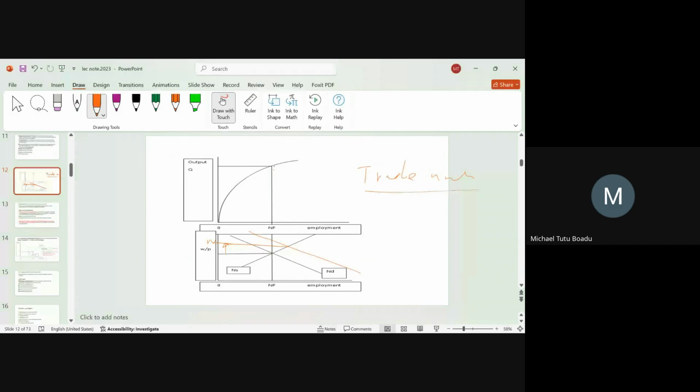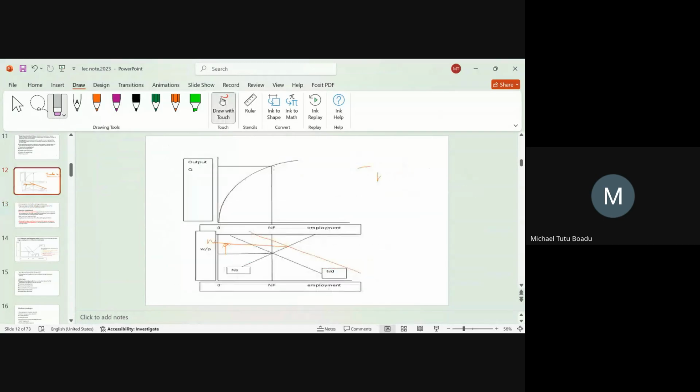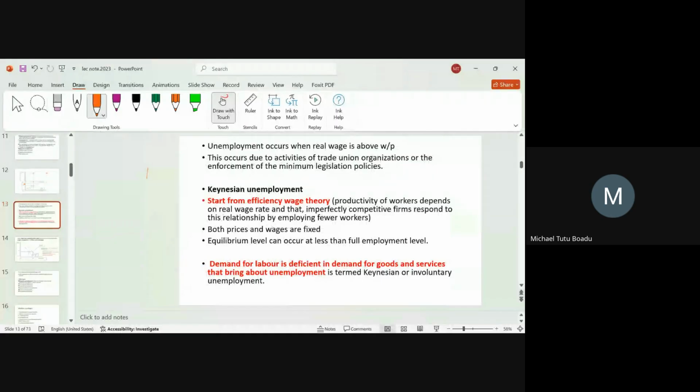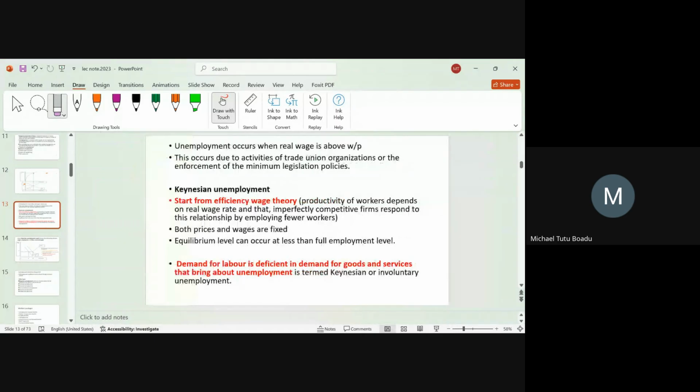So due to trade union activities, organizations, or enforcement of minimum wage. It is not only trade unions that can cause this, also the tripartite committee; their activities can also cause this. That is why, in my mind, I think they are very careful whenever they are increasing the minimum wage. The reason why the minimum wage is increasing by just 1 Ghana cedi or 1 cedi 30 pesewas, and that has not gone up to 2 Ghana cedis, is maybe because of some of these things.